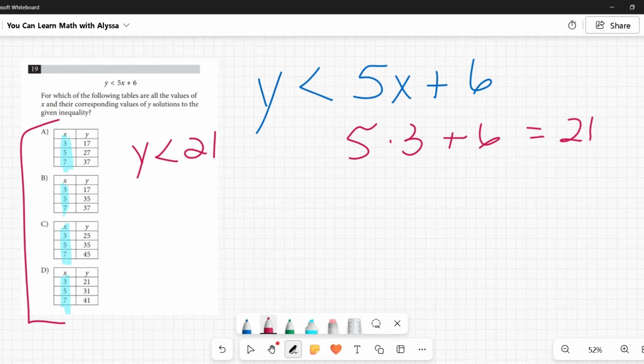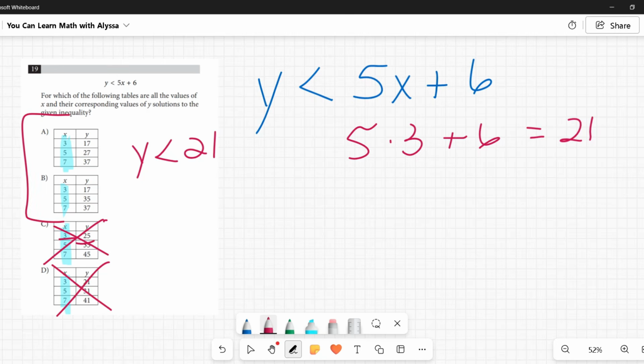If I look over at my options, that already eliminates C, which says when x is 3, y is 25. That one's out. D says 21. Nope, it can't be equal to. It has to be less than. D is out. I look at my two remaining choices. I see that it has the same number for 7, so I'm not putting 7 in there. But it does have a different value in the two choices for 5, 35 in B.